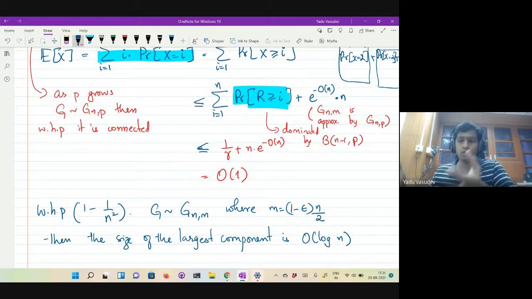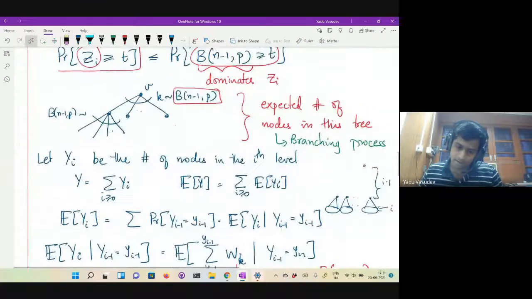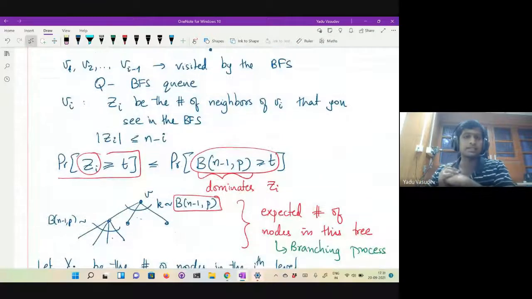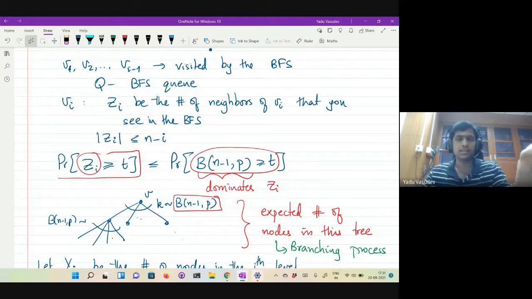So if you actually were to use this in cuckoo hashing, the worst case would be something like order log n, correct? So this proof we are not doing. It's again similar. So what you do is you try to bound. So you have these random variables zi that we saw, right? zi is the number of neighbors that you see in the BFS. So what does it mean to say that the connected component size is small? It basically means that the sum of these zi's is not very large.